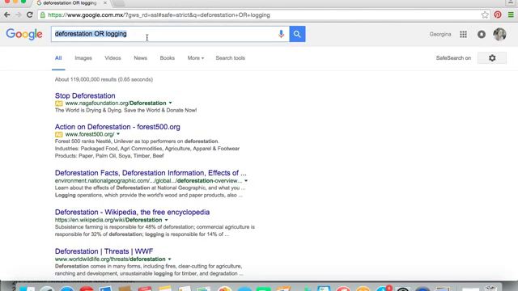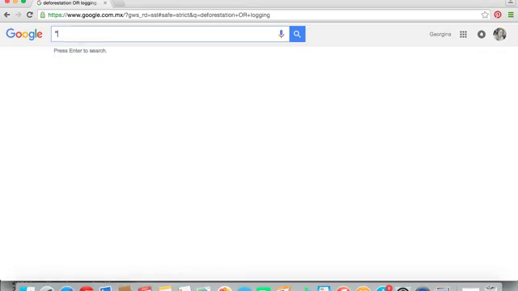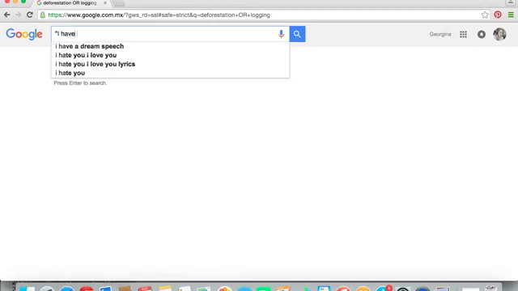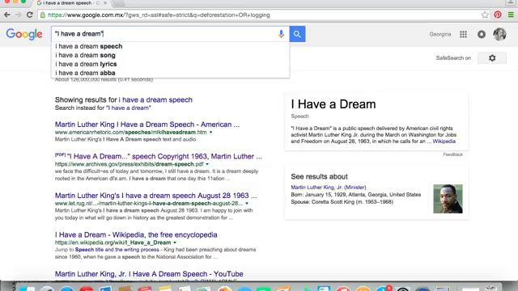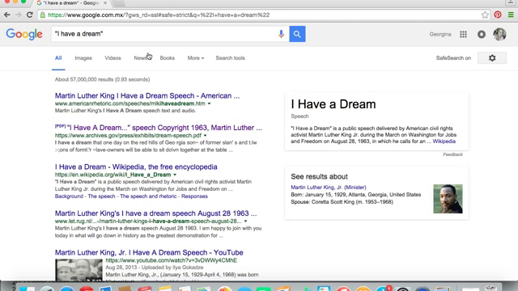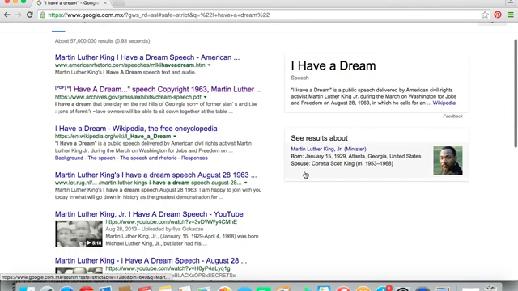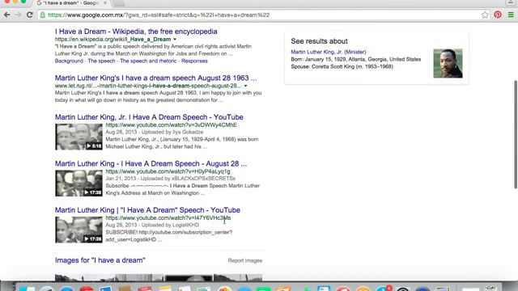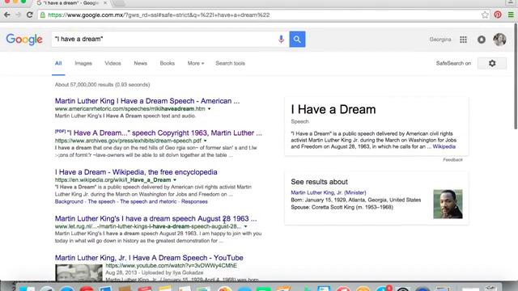Finally, let's try the quotation marks with specific wording or words. In this case, we're going to try "I have a dream" in quotation marks, and there you go. We have right there the speech, we have information about this speech, and those are the exact words.